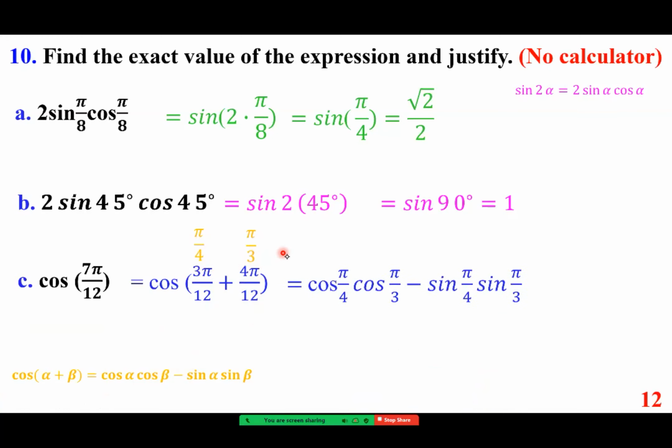Now, all of them are common arcs, so pi over 4, cosine is square root of 2 over 2. This is also square root of 2 over 2. Cosine of pi over 3 is 1/2. Sine of pi over 3 is square root of 2 over 2. So just those common arcs, plug them in, and notice the denominator is 4 here. The denominator is 4 here. So the product of these two is square root of 2. The product of these two is square root of 6. So the numerator has square root of 2 minus square root of 6. And in both cases, we have the same denominator, namely 4, everybody.